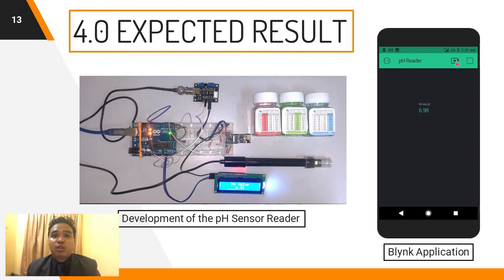Lastly, I'm going to talk about the expected result of the project. As we can see here, this is the hardware setup of the project. It consists of all the components that I have talked about in the introduction before. The picture next to the hardware setup is the interface of the Blynk application in a smartphone. As we can see, it displays the pH value of a solution. The reading of the pH value displays every 1 second.